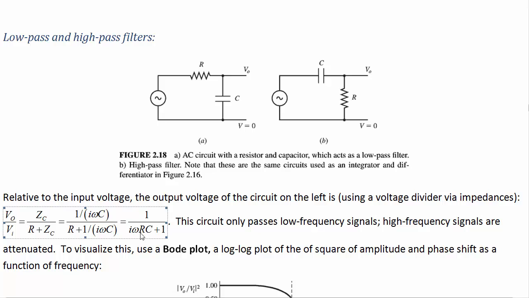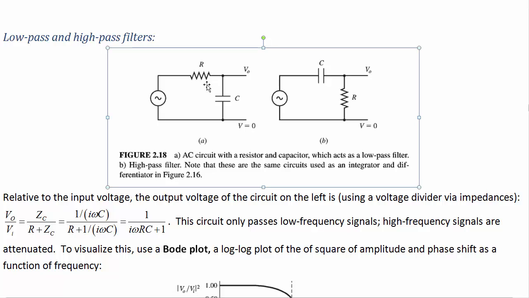If omega goes close to 0, then this term goes away and the output is just 1 times the input. Transfer function is 1. If, on the other hand, omega gets really large, so we're at high frequency, then the output approaches 0. This circuit, therefore, is a low-pass filter. It passes low-frequency signals and it attenuates high-frequency signals.